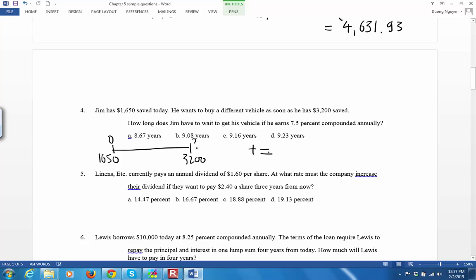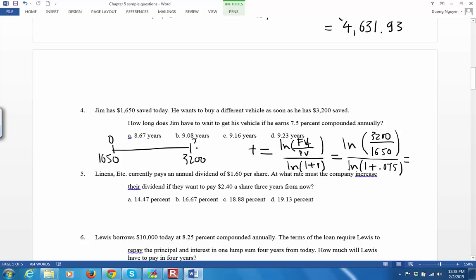Looking at the formula we had before, the number of time is equal to the natural log of future value divided by present value, divided by the natural log of 1 plus the interest. So the natural log of future value, which is 3,200, divided by present value, which is 1,650, divided by the natural log of 1 plus the interest, which is 0.075, and the answer is 9.16. So it takes about 9.16 years for $1,650 to become $3,200 with the interest at 7.5% compounded annually.